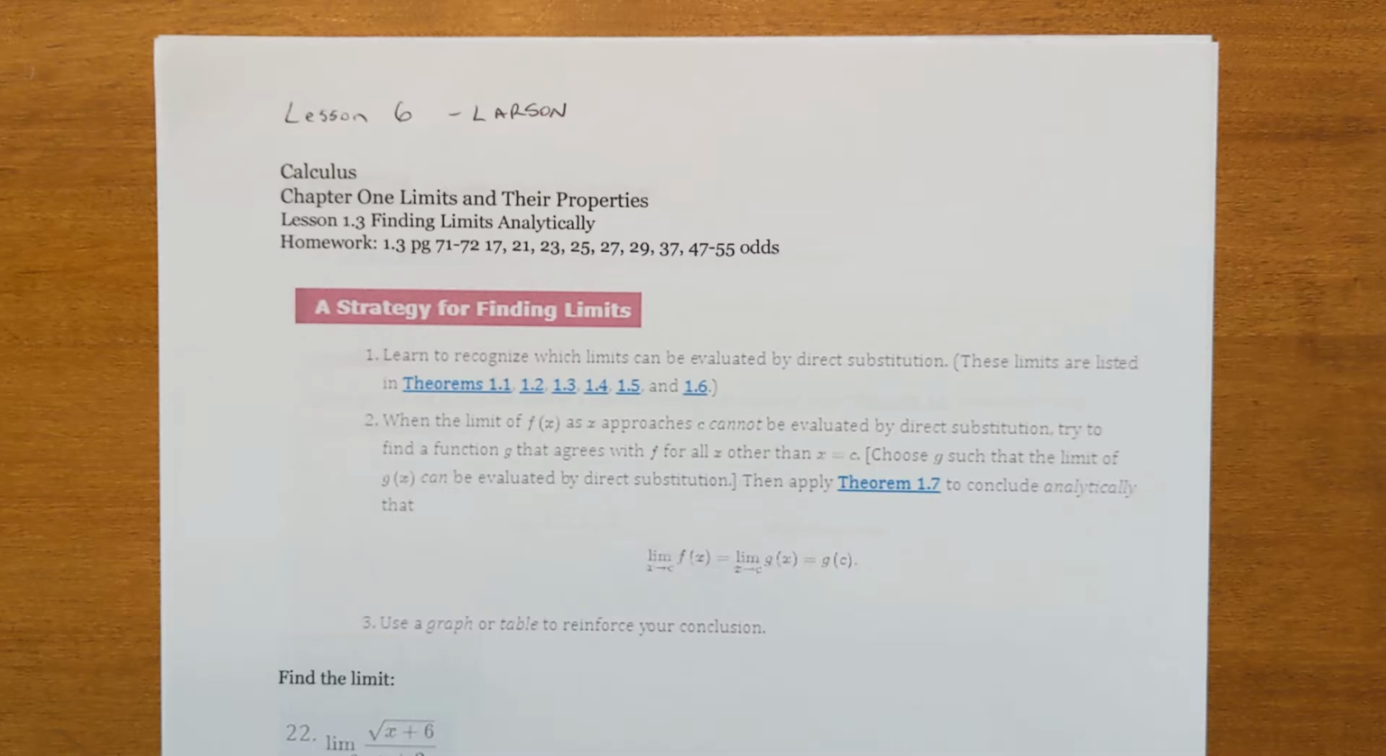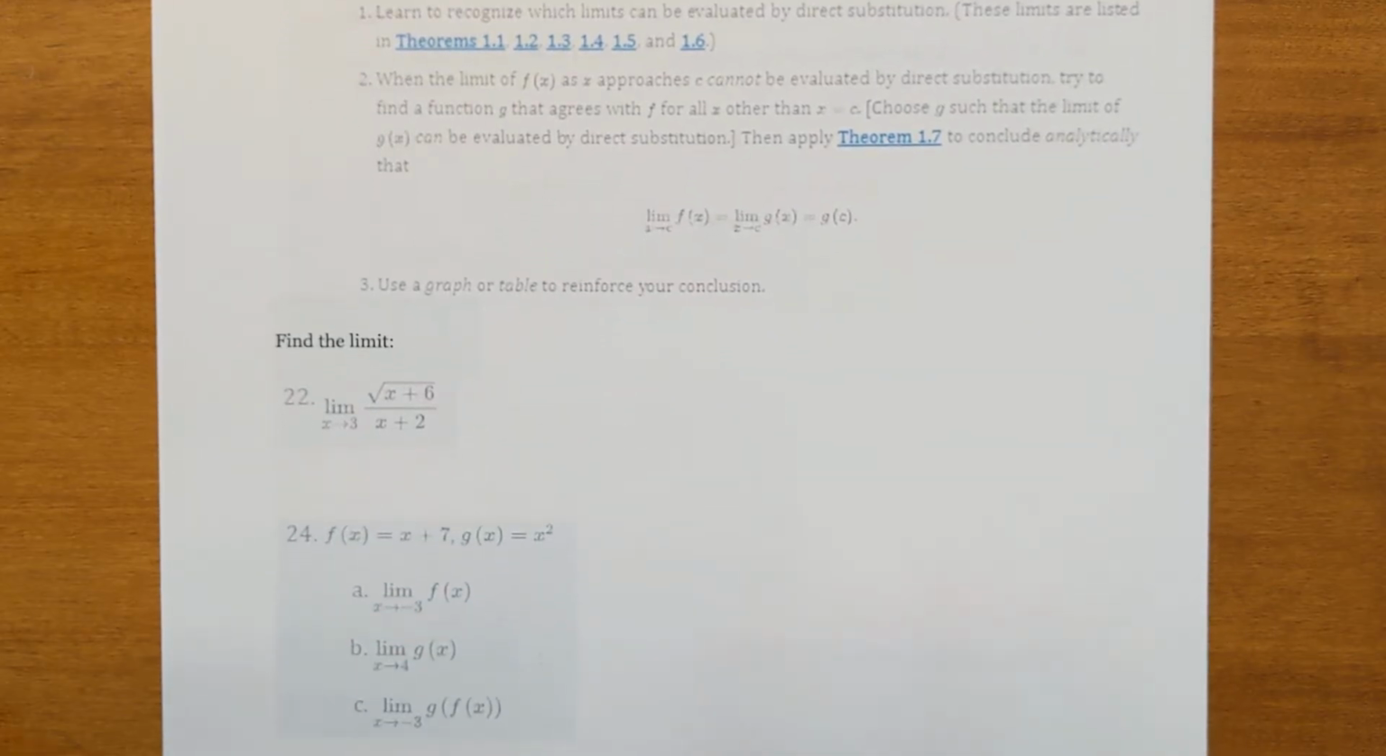What we're going to do today is learn how to recognize which limits can be evaluated by direct substitution. When the limit of f of x as x approaches c cannot be evaluated by direct substitution, try to find a function g that agrees with f for all x other than x equals c. Then apply Theorem 1.7 to conclude analytically that the limit as x approaches c of f of x equals the limit as x approaches c of g of x, which is equal to g of c. Or we can always use a graph or a table to reinforce your conclusion, which was what we did yesterday.